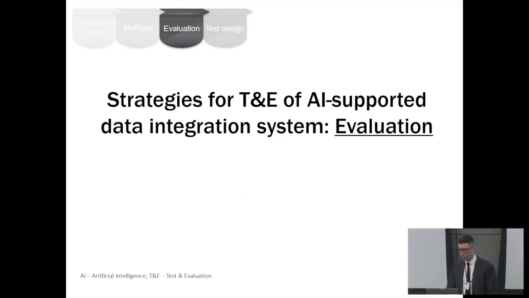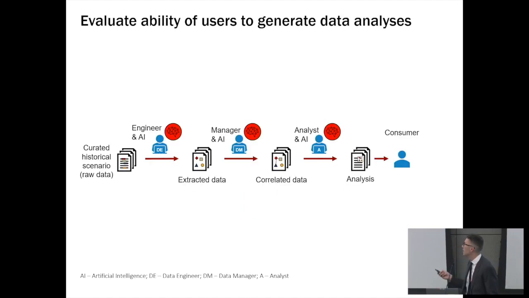Okay, finally we're getting at this example evaluation. This is the same notional framework I showed before. I've changed the language here. It's now this curated historical scenario, but the raw data is coming in, it's being extracted, fused or correlated, those are synonyms, and then you're producing an analysis for a consumer. Each of these, again, is a user plus AI guided data transformation.